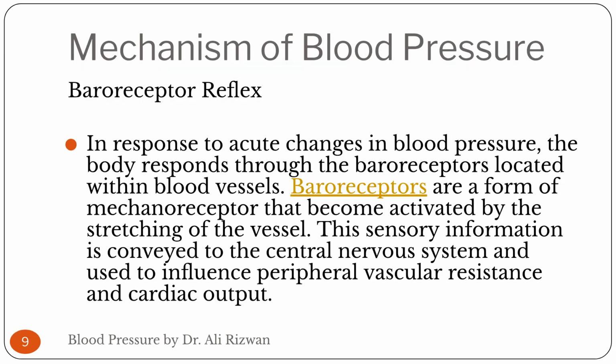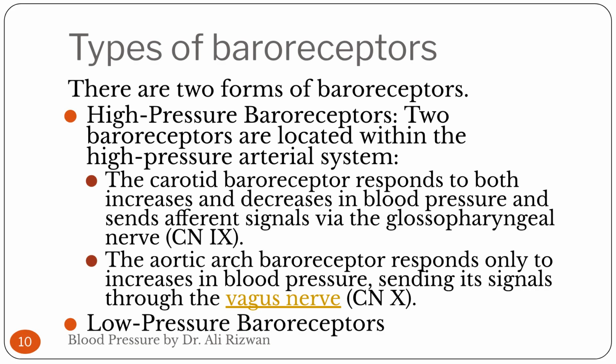The baroreceptor reflex is a primary mechanism for responding to acute blood pressure changes. Baroreceptors are mechanoreceptors that detect vessel stretching and relay this information to the central nervous system to regulate cardiac output and peripheral resistance. There are two types of baroreceptors. High-pressure baroreceptors include carotid receptors, which signal via the glossopharyngeal nerve, and aortic arch receptors, which signal via the vagus nerve. There are also low-pressure baroreceptors.